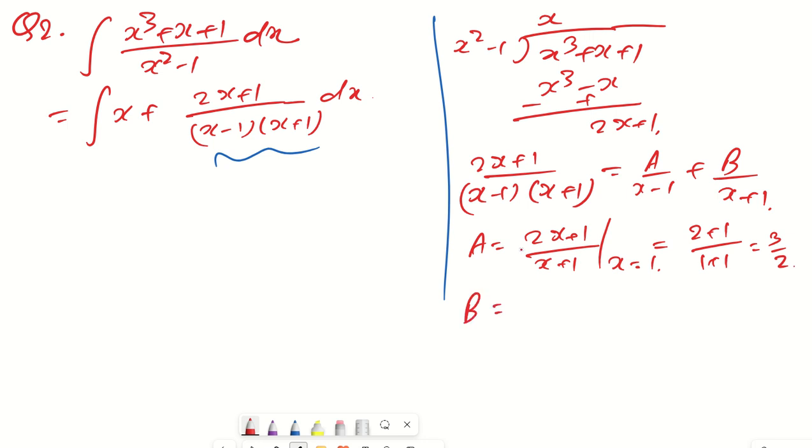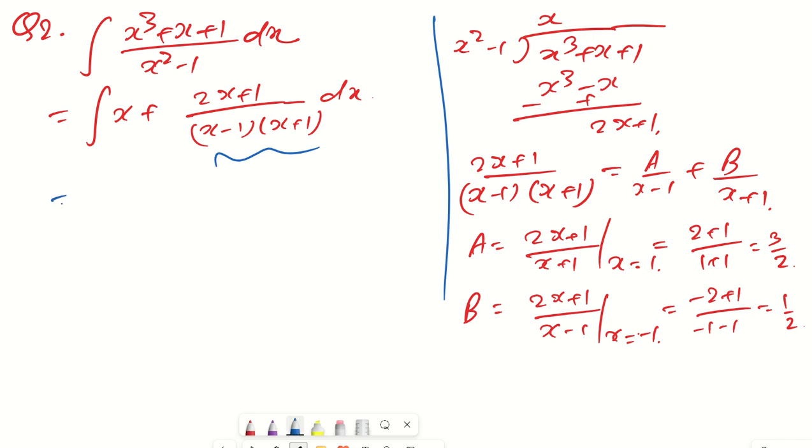Then finding the value of b, (2x plus 1) by (x minus 1). Here you have to remove the x plus 1 term, so that x plus 1 will get cancelled, and x equal to minus 1 it will happen. So at the value of x equal to minus 1, that will become minus 2 plus 1 by minus 1 minus 1. So that is going to be how much? Minus 1 above and minus 2 down, so it will be 1 by 2. So a is 3 by 2 and b is 1 by 2.